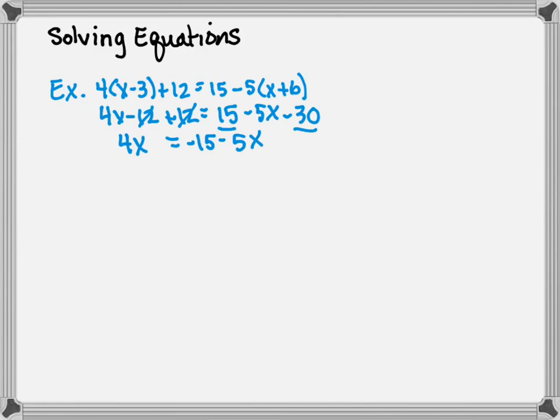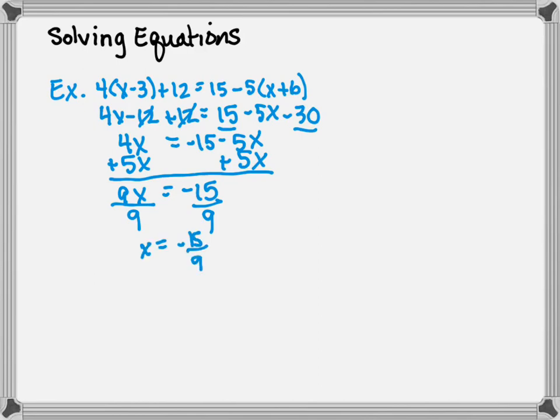Let's move all our x terms to the left, so we'll add 5x to both sides. 9x equals negative 15. Divide both sides by 9. x equals negative 15 ninths. We can simplify this by dividing both the numerator and denominator by 3, and we end up with negative 5/3.